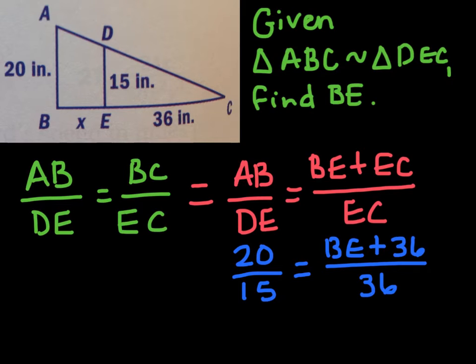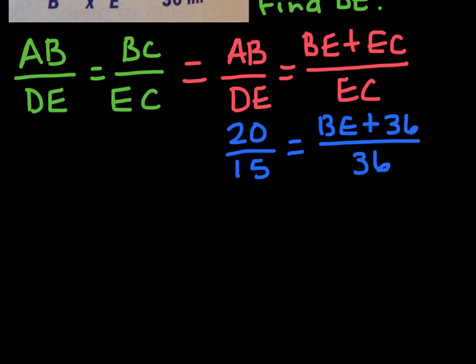Now we cross product, multiply. Let me give us a little bit more room to work here. So we take 20 times 36 to get 720, and 15 times BE plus 36, which would give us 15. Let's relabel BE as X just to make our job a little easier. And then 15 times 36, which is 540.